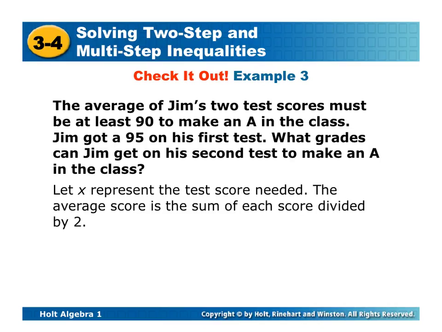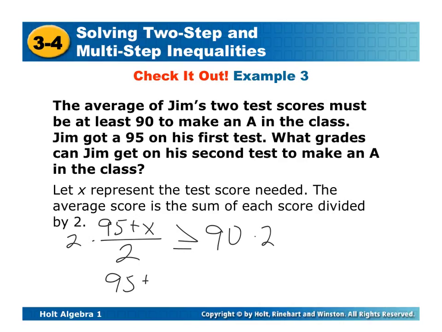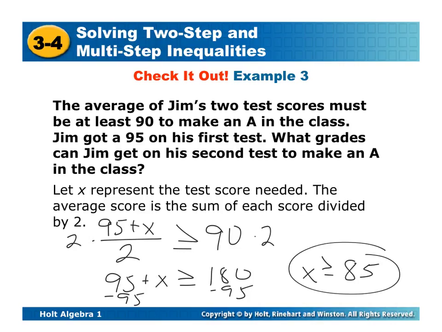So here, he got 95, so we have 95 plus his second test score x, divided by 2, has to be greater than or equal to 90. So here, if we work backwards, I'm going to multiply both sides by 2. So 95 plus x has to be greater than or equal to 180. And then I would subtract 95 from both sides. And if I take 180 and subtract the 95, his score would have to be greater than or equal to 85 on his second test in order to maintain his A.